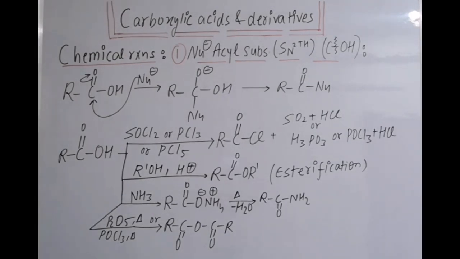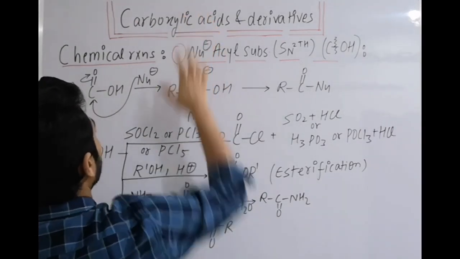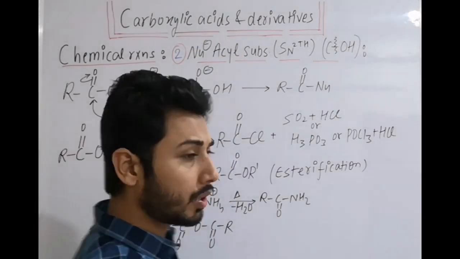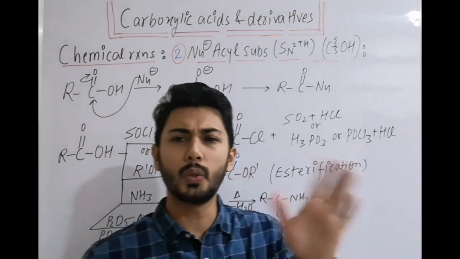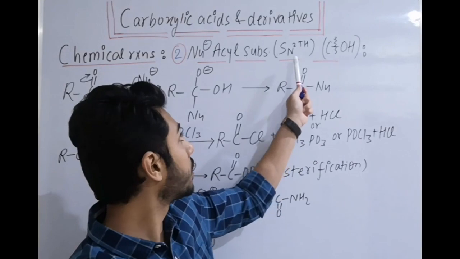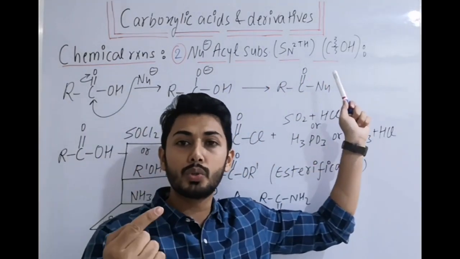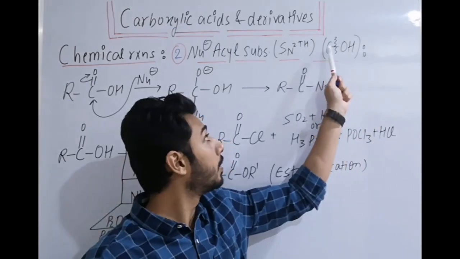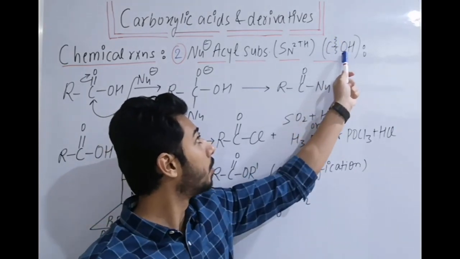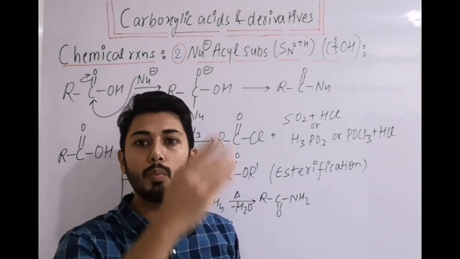Now next is the nucleophilic acyl substitution, which is the SN2TH mechanism. No need to remember it, only for the sake of mentioning the mechanism I am writing SN2TH. Remember, the important term is nucleophilic acyl substitution, and these are those reactions in which the carbon-oxygen bond is cleaved, that is shown here, the CO bond is cleaved. Previously in acid-base reactions the OH bond is cleaved, here the CO bond is cleaved.